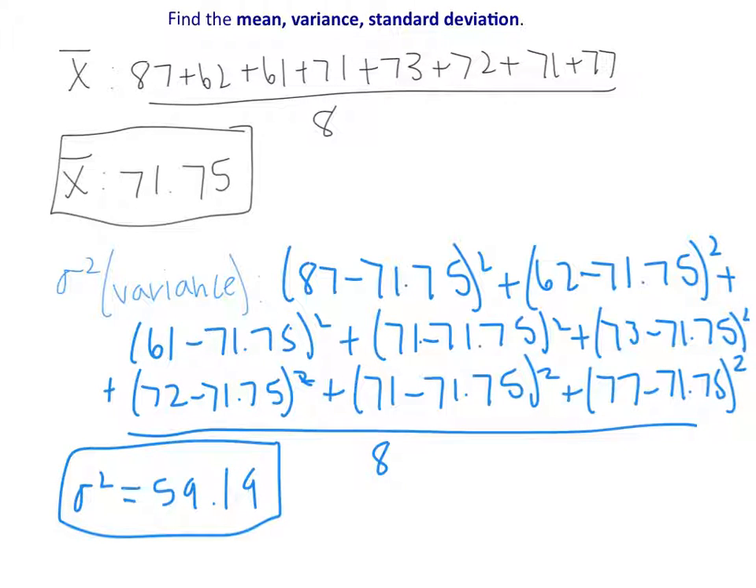So again, what the variance shows is it's the average of the squared differences from the mean, so how the data spreads. So now I need to find the standard deviation. So again, I'm going to take the square root here of the variance. So sigma, or standard deviation, would equal the square root of 59.19, which equals about 7.7.